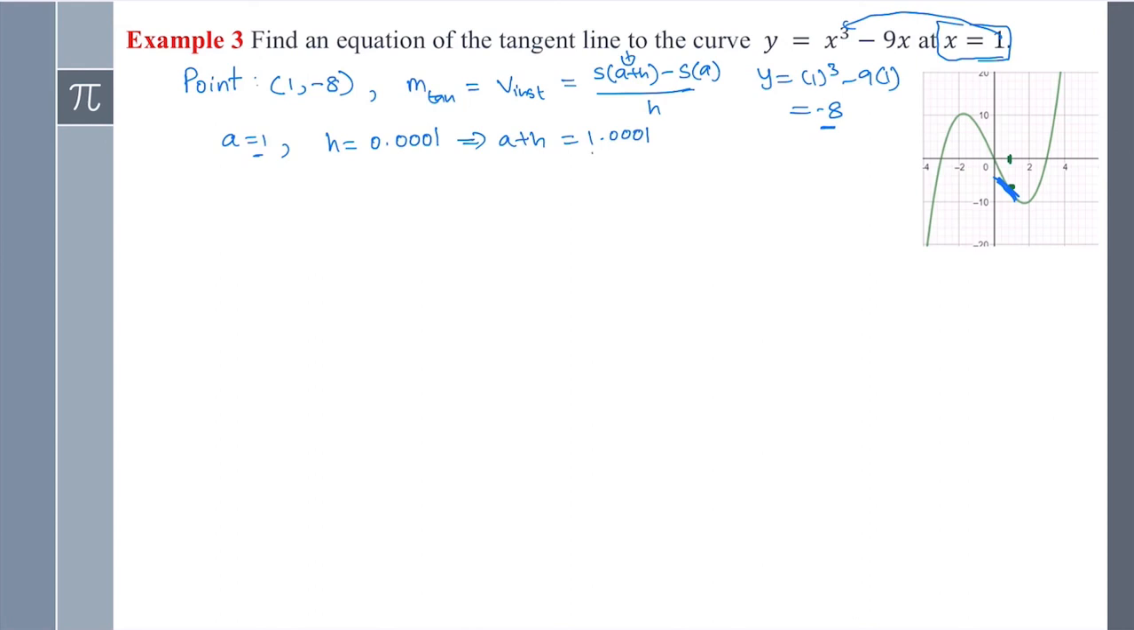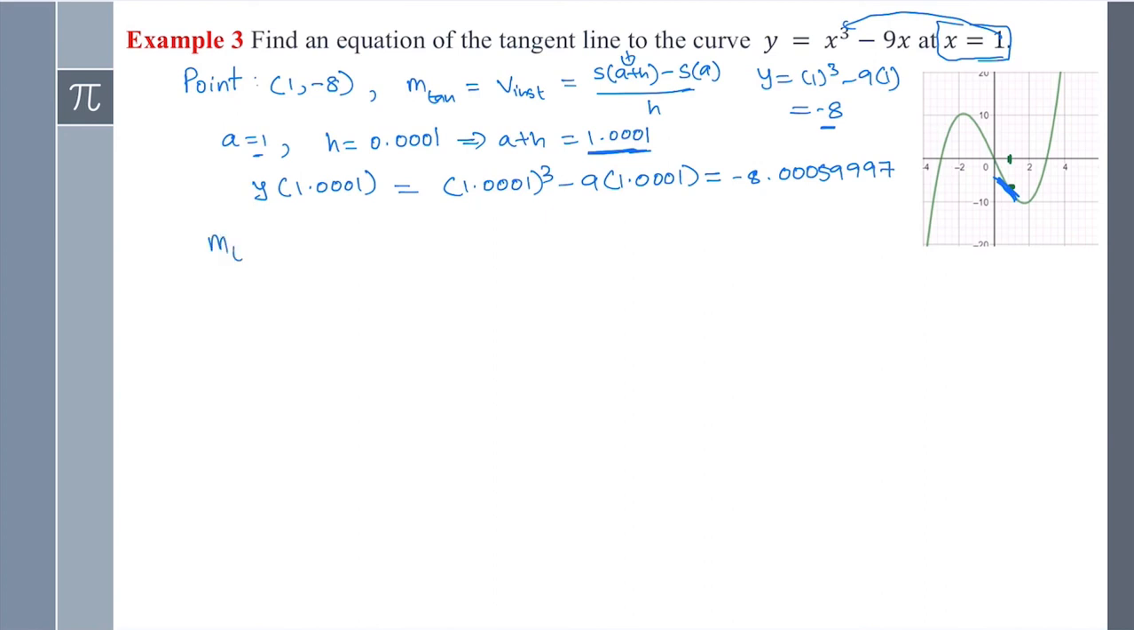Now we need to find the value of the function at this point. Let's say y, not s, because our function is y equals. So y of 1.0001 equals 1.0001 cubed minus 9 times 1.0001. If we put this into the calculator, we are going to get negative 8.000599997.